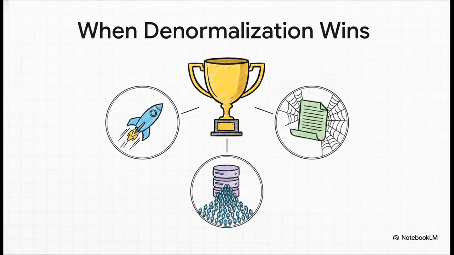So when is this the clear winning strategy? Well, it's a no-brainer when you need to give users those incredibly fast load times. It's also perfect when the data you're copying doesn't change all that often, and critically, it's the go-to for pretty much any service that deals with high-scale public traffic. You just can't have users sitting around waiting while your system checks 10 different places for information.